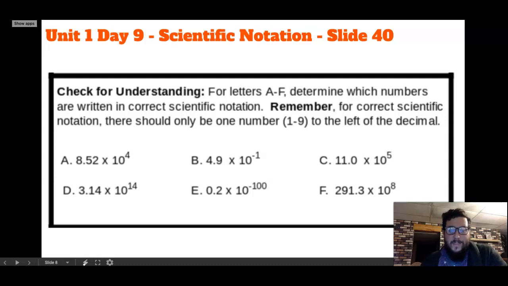Okay, everybody, here is a check for understanding. What I'd like you to do is to circle or put circles around each of the following values that are in correct scientific notation. And you're given a reminder here: for correct scientific notation, there should only be one number from 1 to 9 to the left side of the decimal. So I'd like you to pause right now and create some circles around the numbers that are in correct scientific notation.